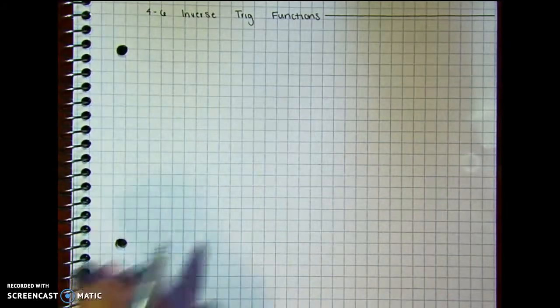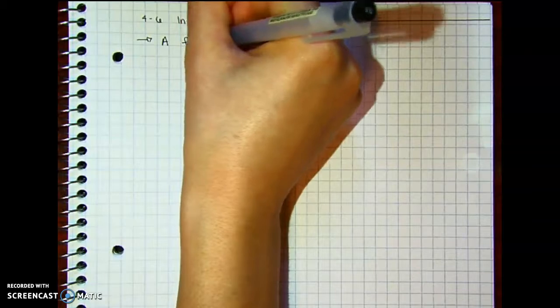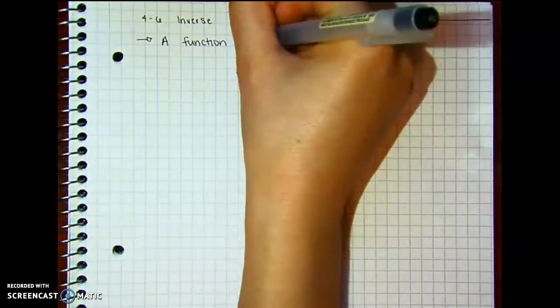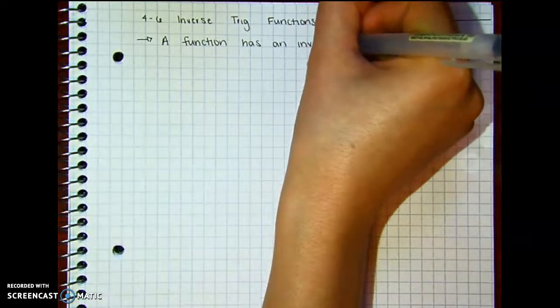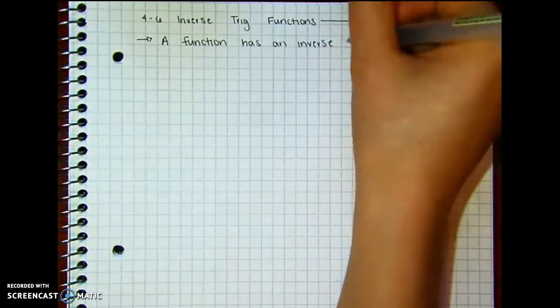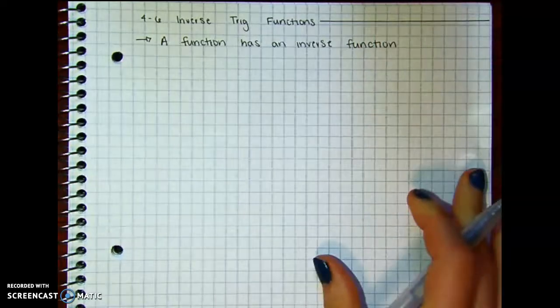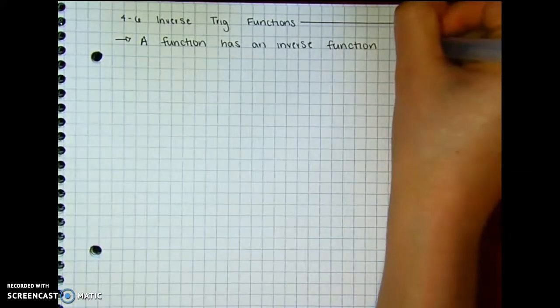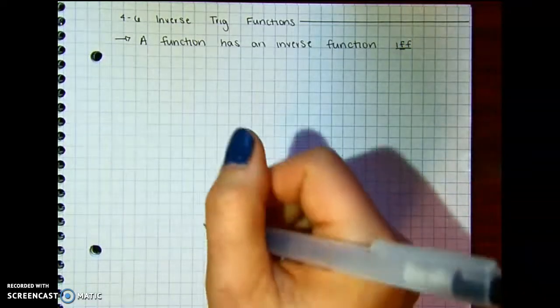So a function has an inverse. Unfortunately, it's not just as easy as looking at the unit circle. So a function has an inverse, actually I should say an inverse function, because that's going to be important, if and only if it is 1-to-1.